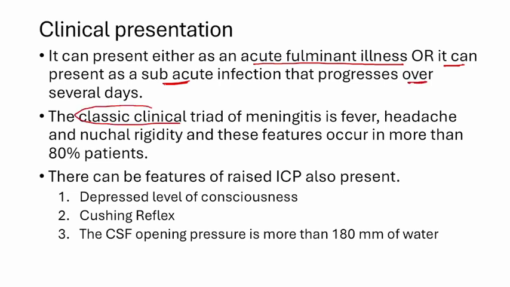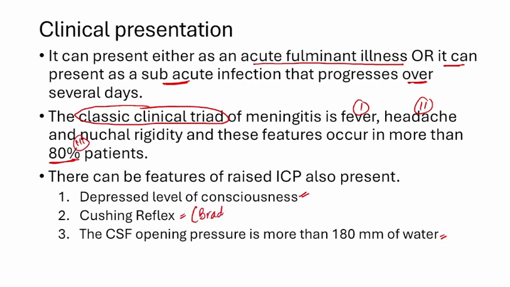Classic clinical triad. What is the triad? Fever, headache, and nuchal rigidity. These are the three findings. They occur either in combination or individually in more than 80% of patients. Raised ICP features include depressed level of consciousness, Cushing reflex, and CSF opening pressure of more than 180 mm of water. What is Cushing reflex?